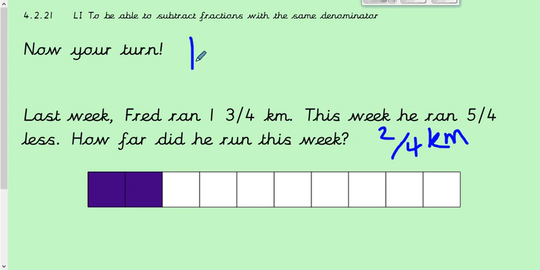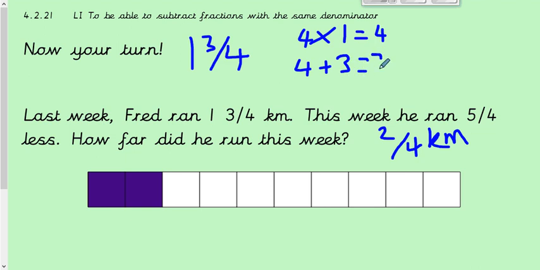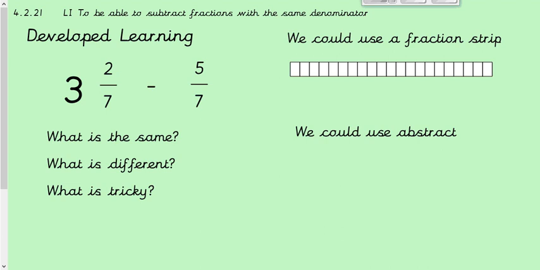If you did work it out using the abstract way and made this an improper fraction, you would have done 4 times the whole number and then added that on to 3 to get your new numerator. So it would have been 7 quarters, take away 5 quarters, which is 2 quarters. So hopefully that was all okay for you. Let's move on to our developed learning now.